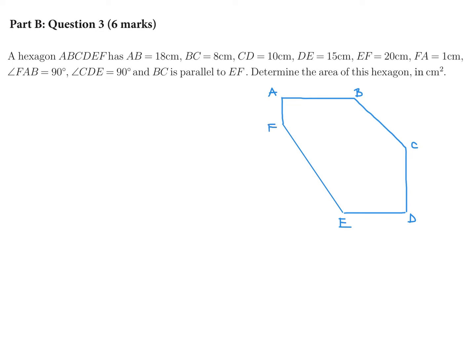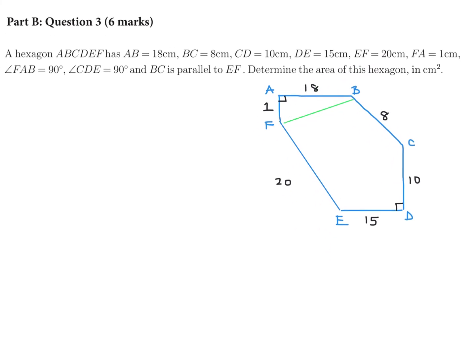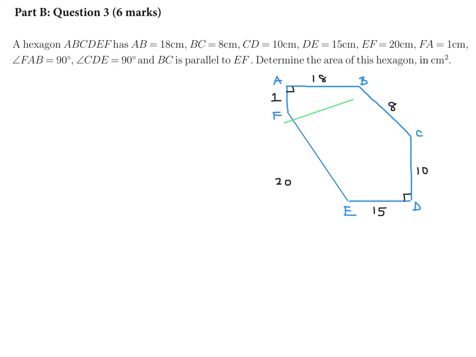And let's label the distances based on what they told me. This is 18, I believe. Yeah. 8, 10, 15, and what's the last one? FE is 20. Okay. And then this is a right angle, FAB, and CDE is the right angle. Okay, so I think this is a pretty decent approximation of what this hexagon may look like. All right. Now what I'm going to do is chop this in sections so that will allow me to figure out the area of this hexagon.